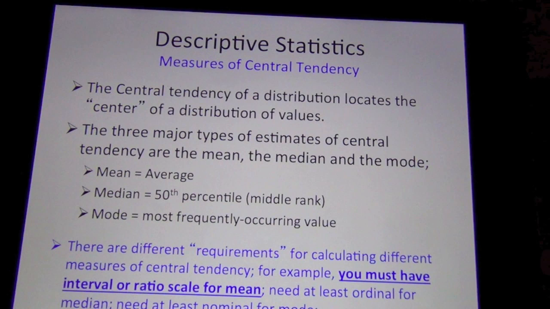There are different requirements for calculating different measures of central tendency. For example, and we talked about this last week, you have to have at least an interval or ratio scale of measurement to calculate the mean legally. And you need at least ordinal data for the median. If you don't have interval data, you cannot calculate the mean. Legally, you cannot.